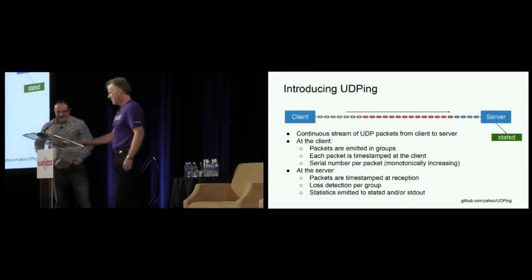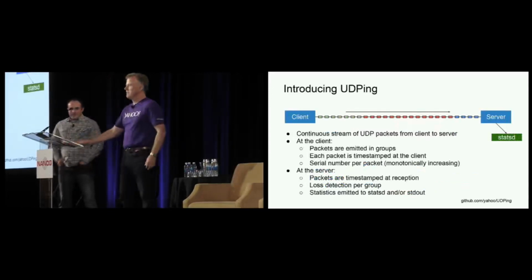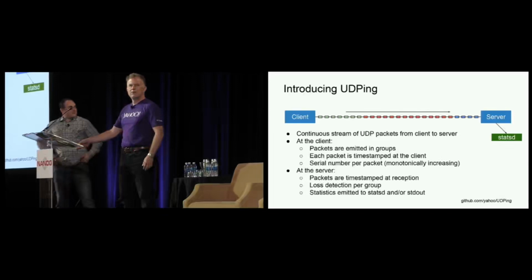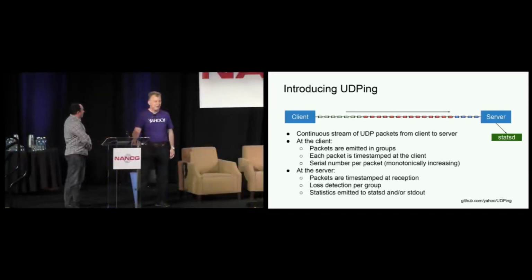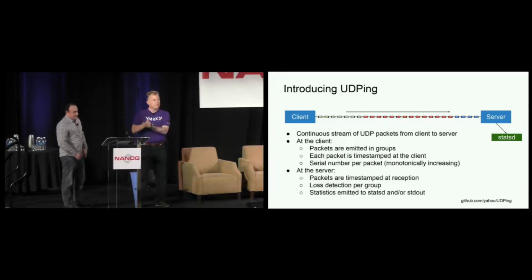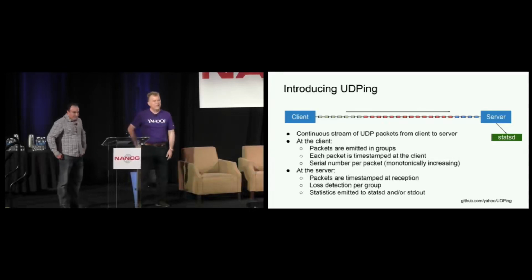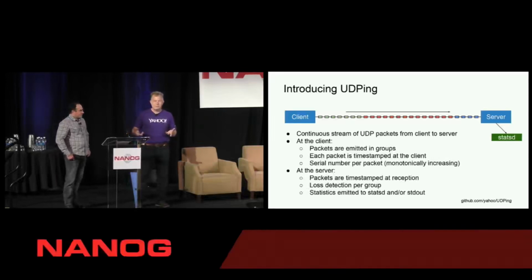Hello. So what we built to solve this problem is something we're calling UDPing. UDPing is an evolution of the one-way active measurement protocol. It sends a stream of UDP packets from a client to a server. The packets are emitted in groups. Each packet is timestamped at the client, and then we pick it up at the server and check the timestamp at the server to determine latency.